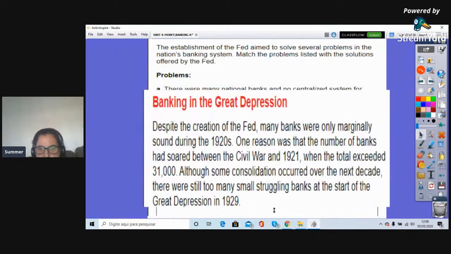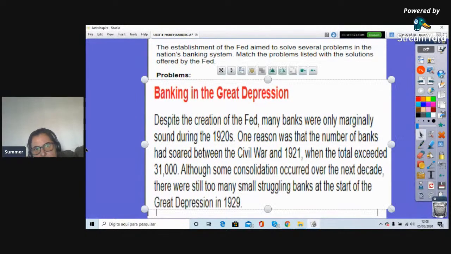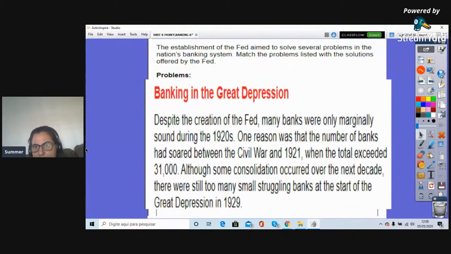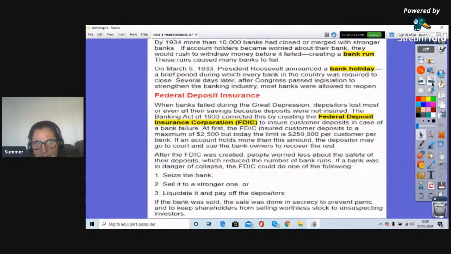Banking in the Great Depression. So despite the creation of the Fed, many banks were only marginally sound during the 1920s. They were barely surviving, actually. One reason: the number of banks had soared between the Civil War and 1921, when the total exceeded 31,000. Although some consolidation occurred over the next decade, there were still too many small struggling banks at the start of the Great Depression in 1929.